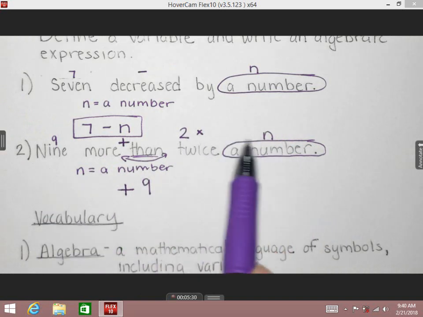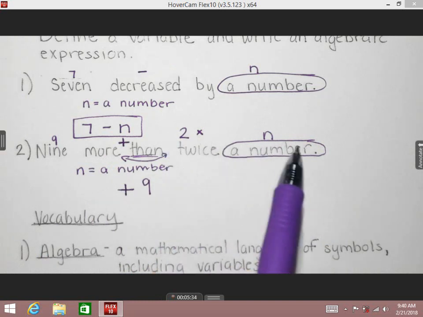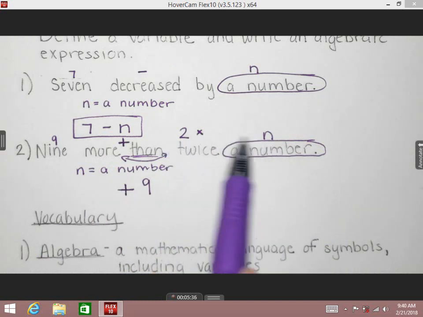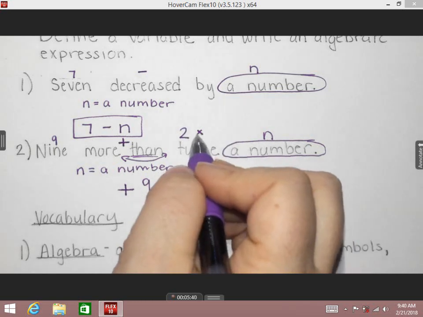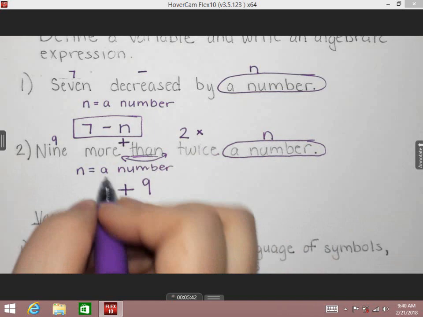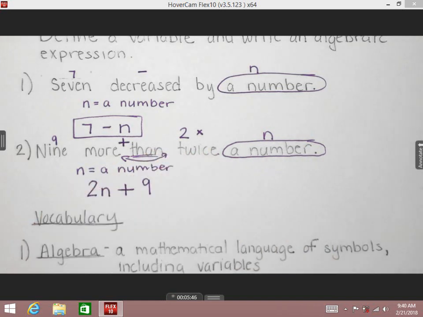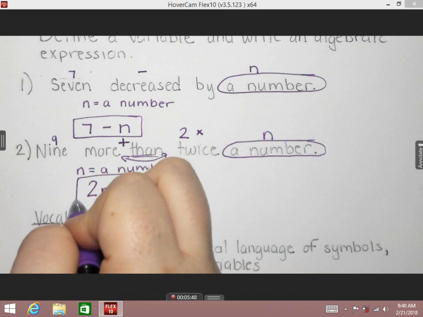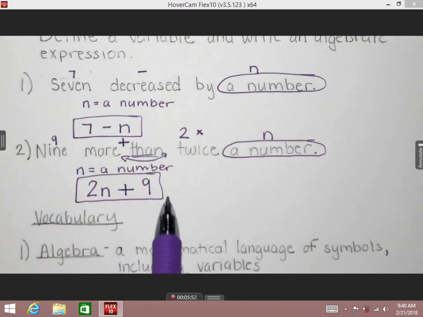So what was written over here? 2 times n? How do I actually want to write 2 times n though? Haley? 2n. So instead of writing 2 with that x multiplication symbol, we're just going to smush those together and put 2n. So my final answer here is 2n plus 9. All right?